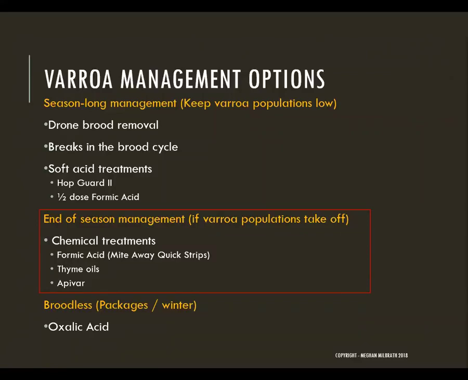If you do a break in the brood cycle, it's already too late. You've already got a lot of Varroa in there. You probably are seeing signs of viral disease. And so we really just have to focus on dropping that population down, both for the sake of our bees, but also for the sake of our neighbors' bees. So I'm going to talk about formic acid, thyme oils, and Apivar that we can use in this case.